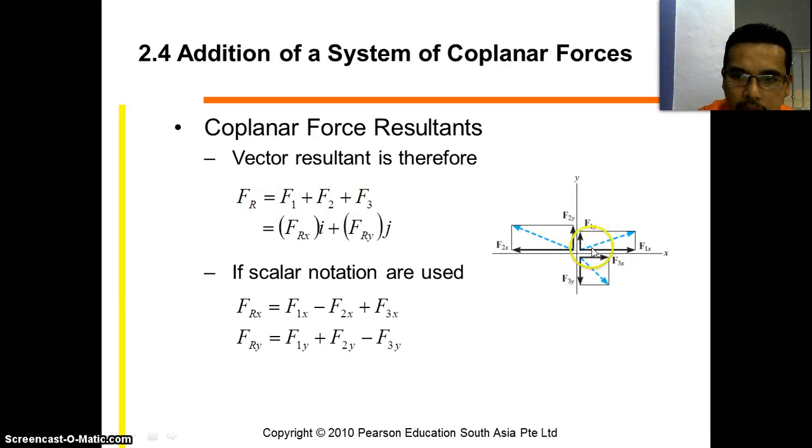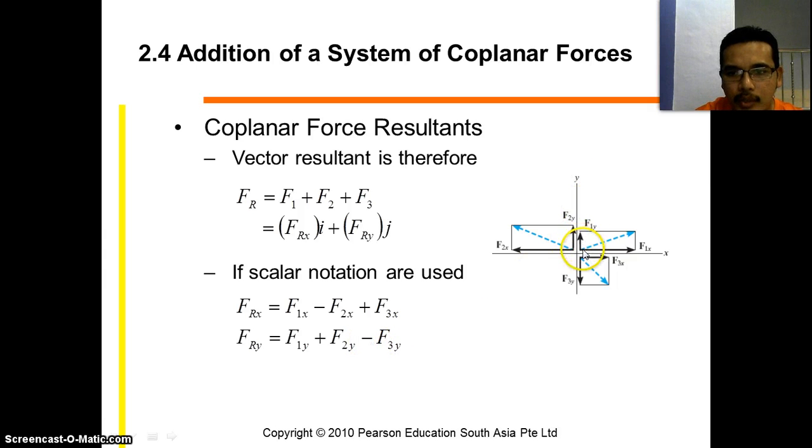We can get all the components of x: F1x plus F2x plus F3x. This one is the i unit vector, and also F1y, F2y, F3y. This one is the j vector, whereby FRx is the resultant in the x direction, where we total up all the vectors in the x direction, and FRy is the resultant in the y direction.